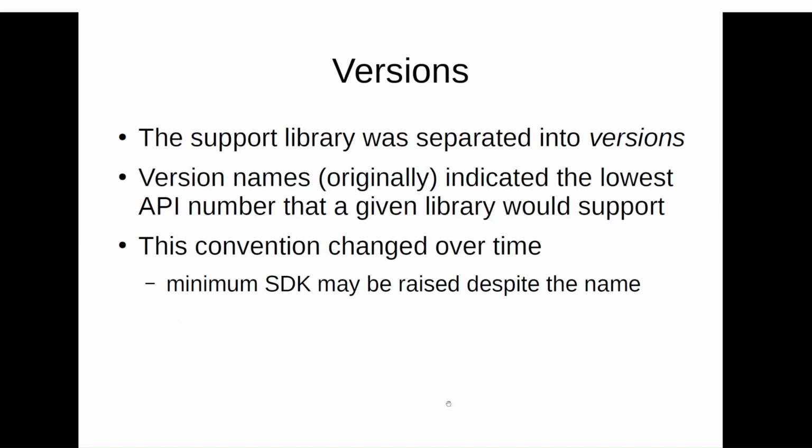The support libraries were separated and named by versions, where the name of a particular library was an indicator of the lowest API number of the operating system that library would support. Over time, this convention changed, however, as the minimum SDK for a given library might increase higher than the number used for the library's name.